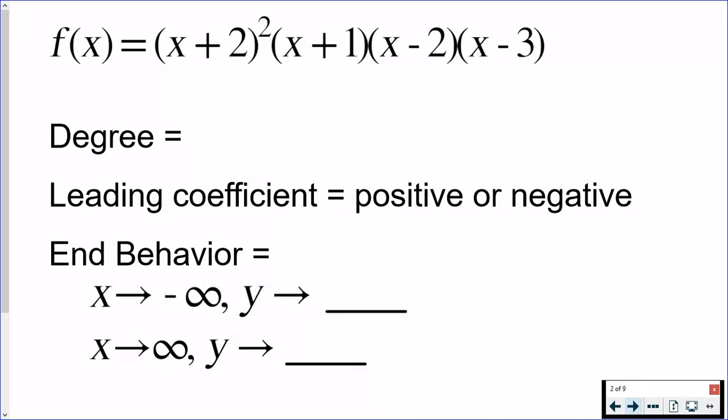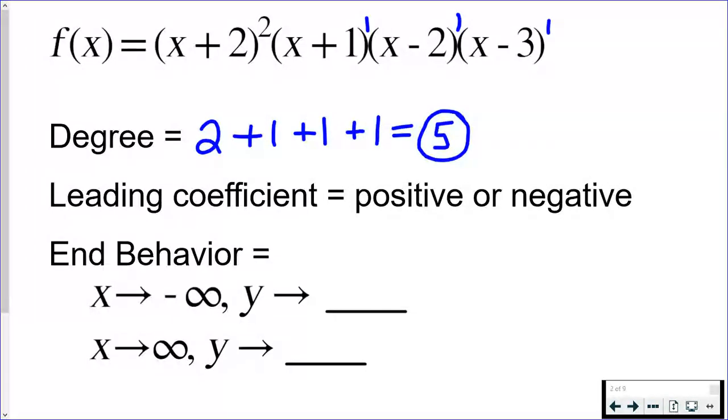Your degree of your polynomial is the highest degree in standard form. Now this is not standard form, this is factored. However, it's very easy to find the degree of the polynomial. All you have to do is add up the exponents on each factor. So that x plus 2 is raised to the second power, but the other three, since there's no exponent, it's technically a degree of 1. So all you have to do is add up these degrees. So this polynomial is a degree of 5.